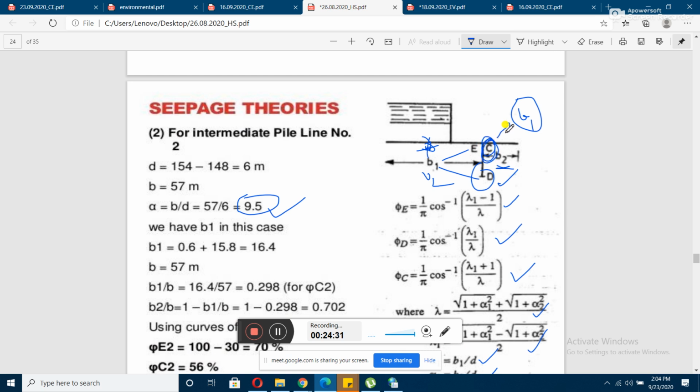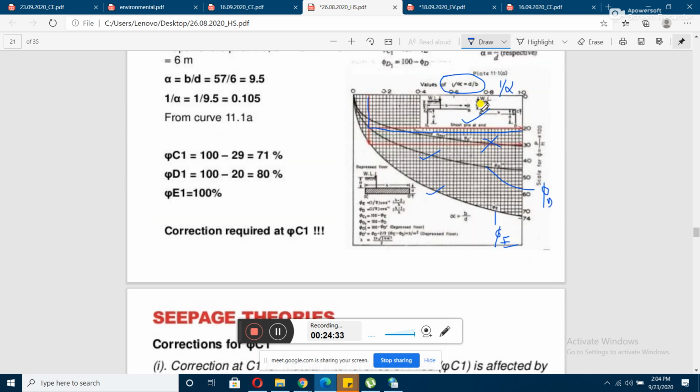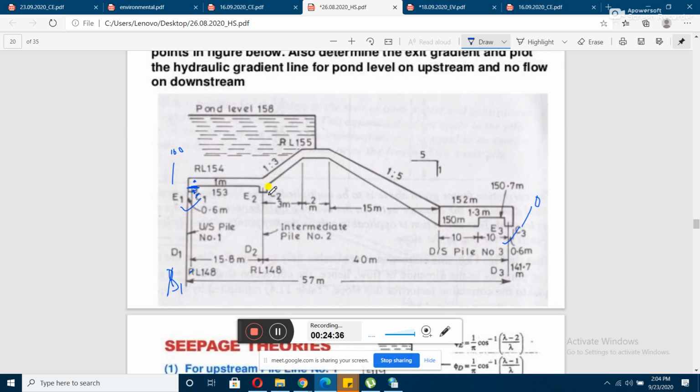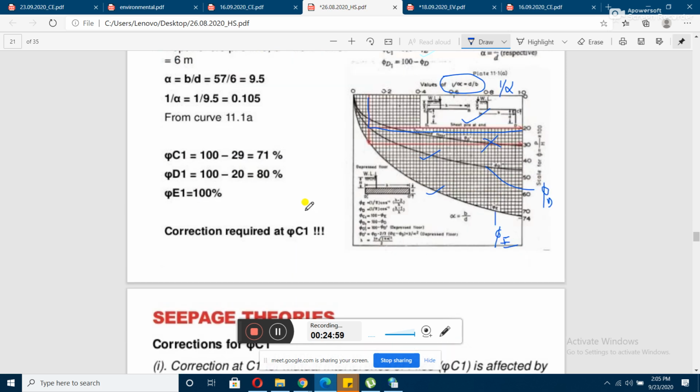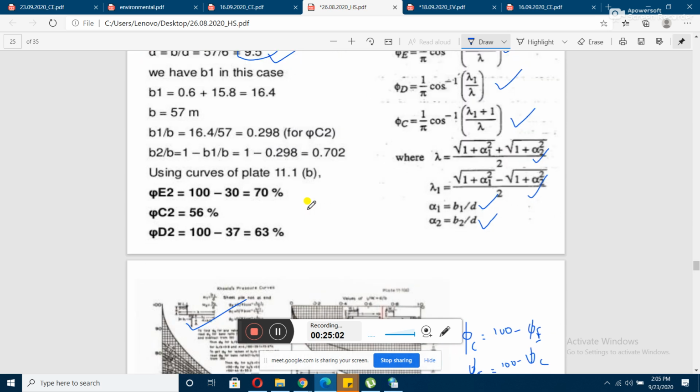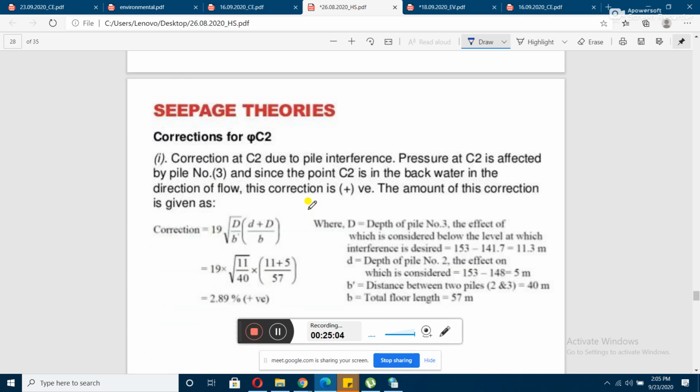What are those corrections? Look, if you refer to the original figure, you can see that here you need to do all the 3 corrections, because there is a slope between this pile and this pile, right. There is a slope, there is the thickness of the floor, which in every case you have to consider, and the influence of this pile is also there, right. So for that purpose you need to do all the 3 corrections one by one. Okay, so first one is for the influence of the downstream pile.